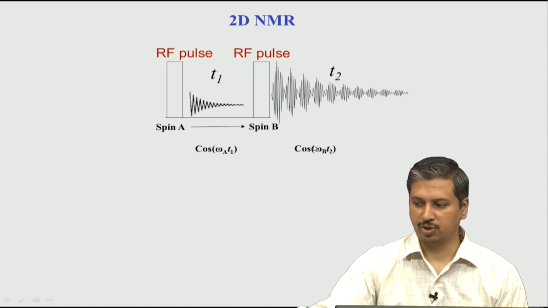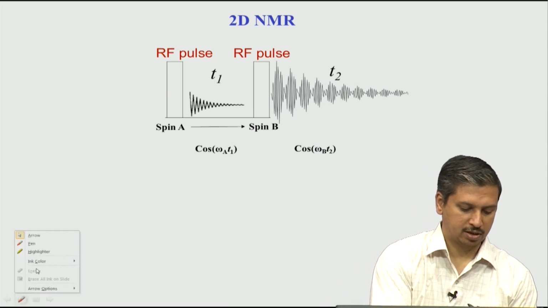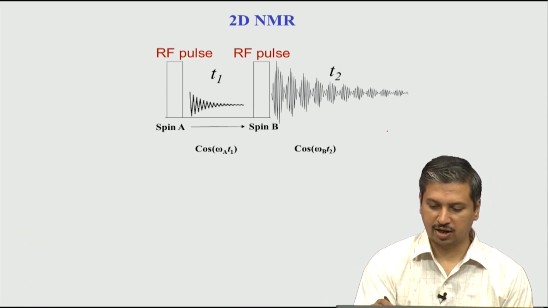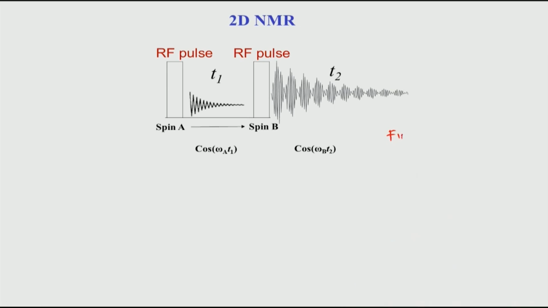Okay. So, let me write it mathematically here. My final FID total is basically cosine omega A T1 into cosine omega B T2. So, this is the main point here, that if you see mathematically, we have basically multiplied the two FIDs. Okay. So, now the total FID.